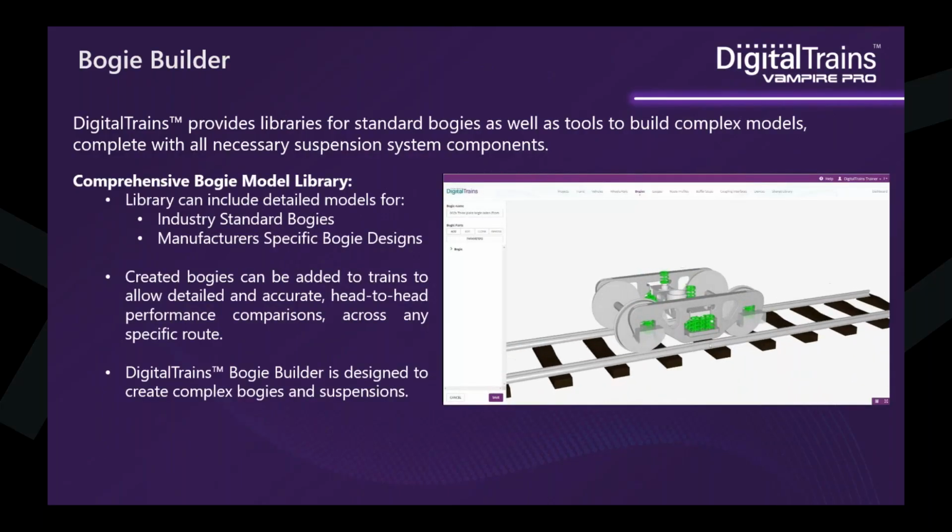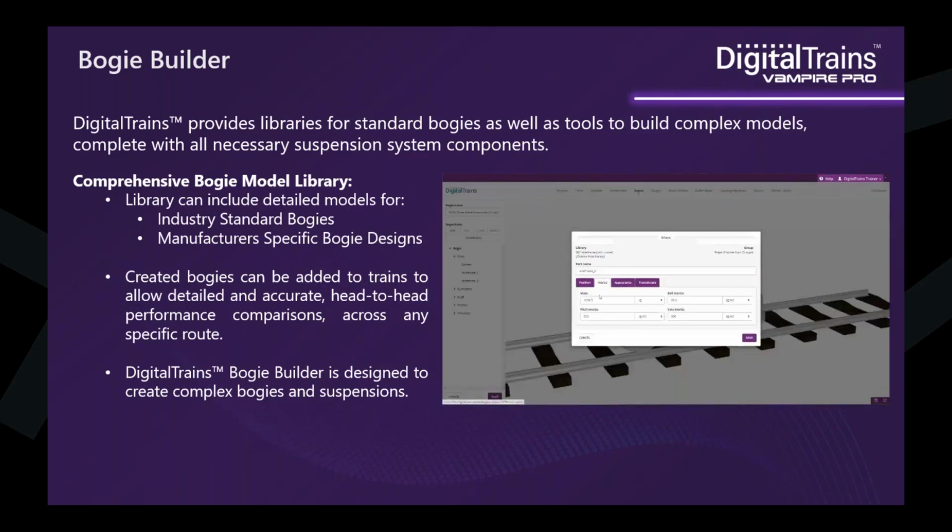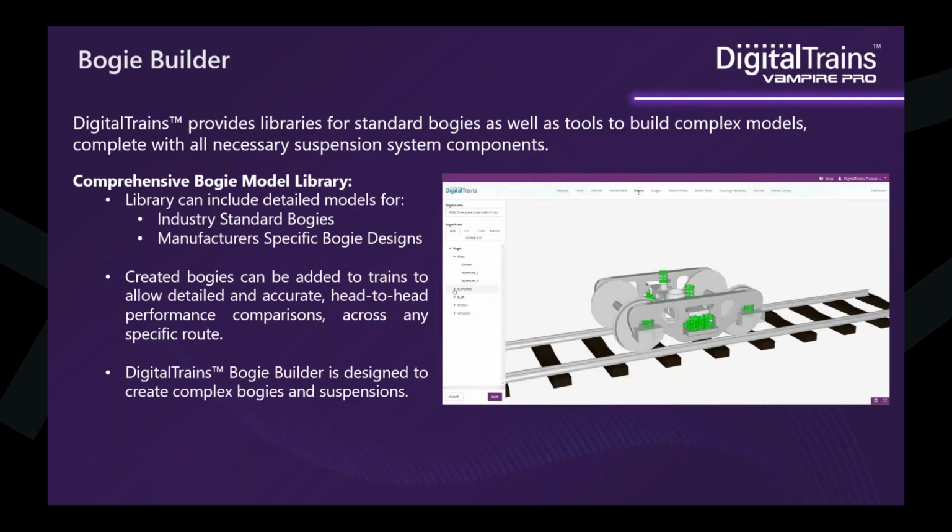So we talk about bogies. The bogie builder again contains libraries of industry standard bogies, as well as giving users the option to produce specific bogie designs. These can include all the necessary suspension system components needed to create a complete digital twin. And as mentioned before, the created bogies can then be added to vehicles and into trains to allow detailed and accurate simulations across any given route.